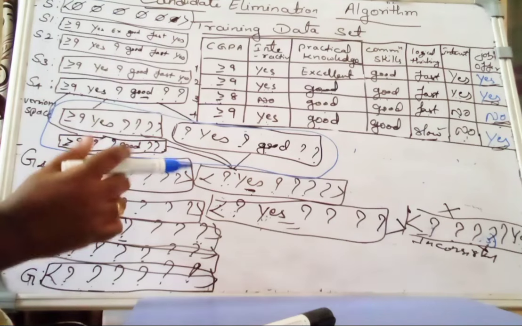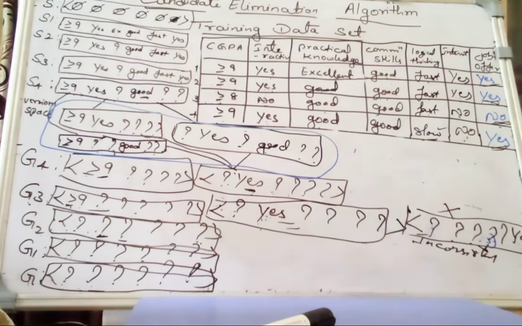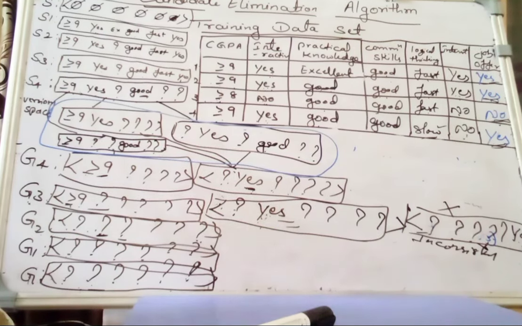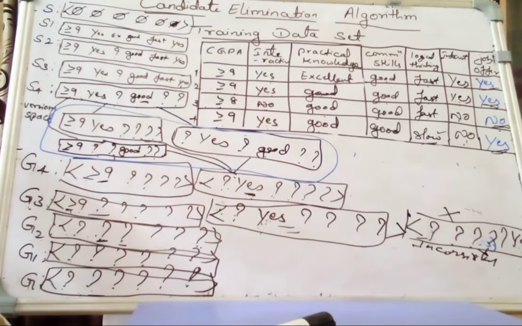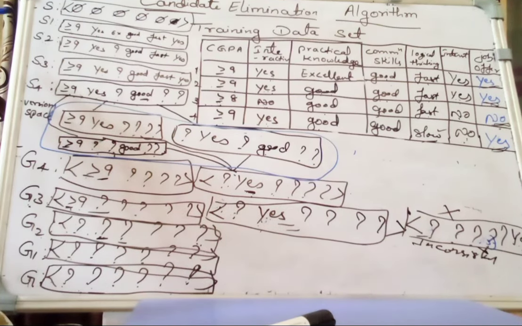Okay, so this is the candidate elimination algorithm. Hope you have understood. To understand this better, please refer to my previous videos on generalization and specialization, where I have explained in depth.